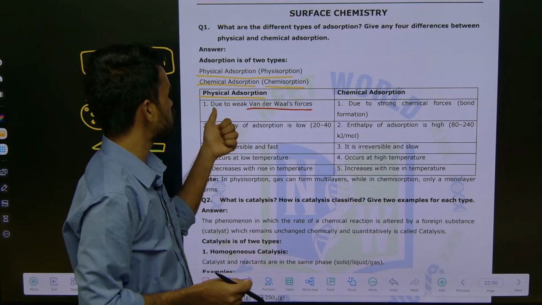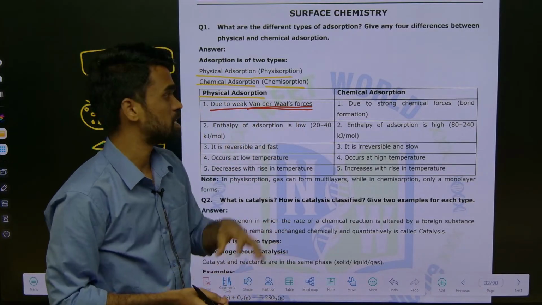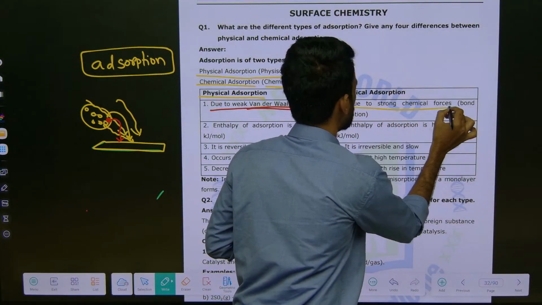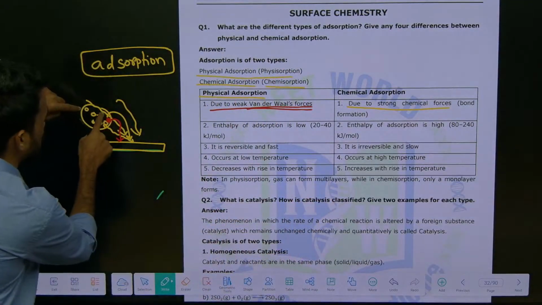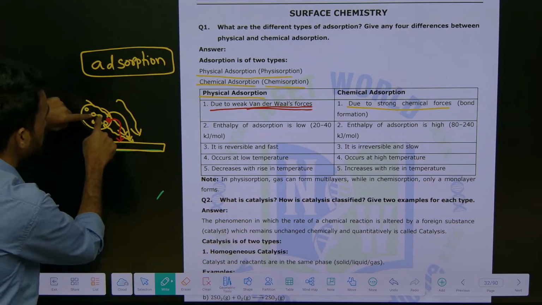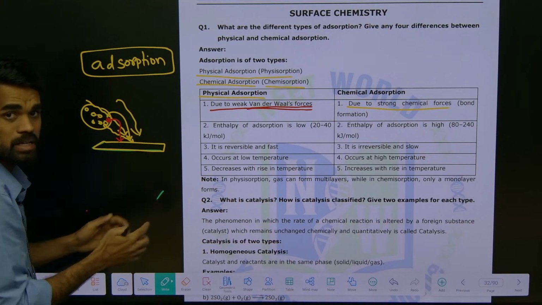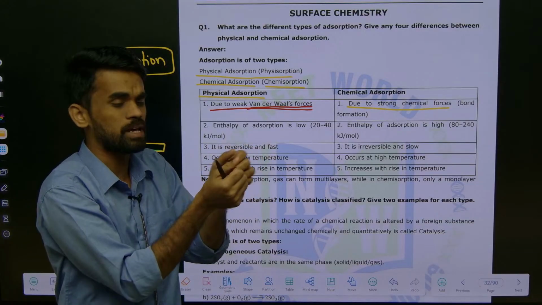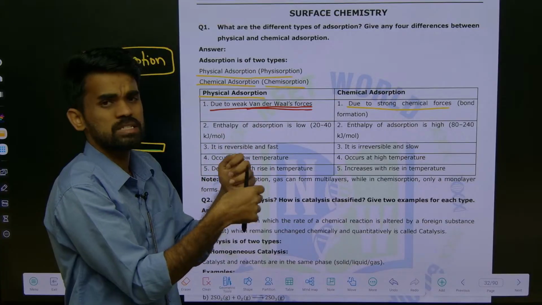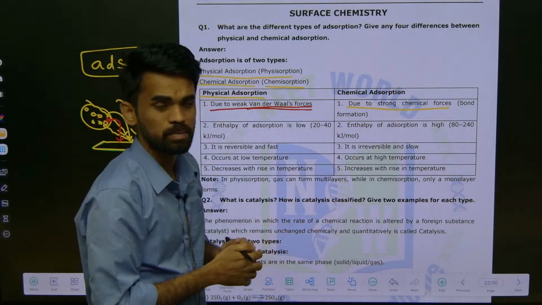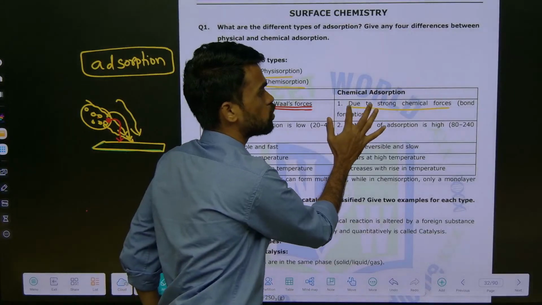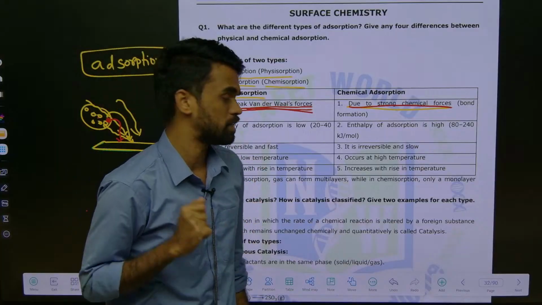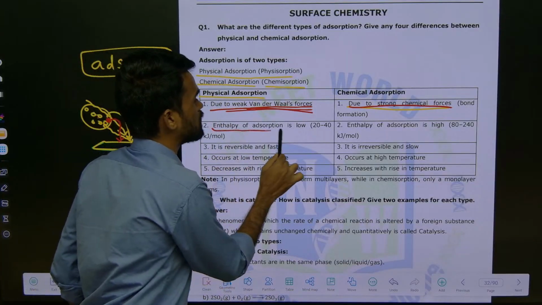So physisorption is due to weak van der Waals forces, whereas chemisorption, or chemical adsorption, is because of strong chemical forces. It means between these particles and this surface there will be some chemical interactions, like chemical bond formation taking place, or some chemical forces responsible. So chemisorption is due to strong chemical forces, whereas physisorption is due to weak van der Waals forces. Remember this.